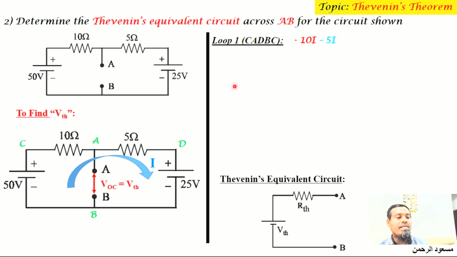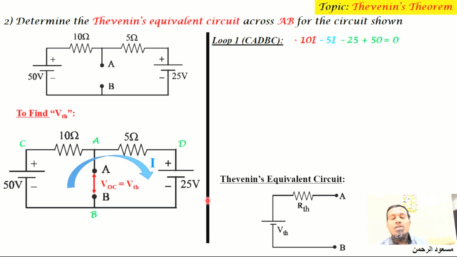And when you travel from D to B, there is a battery, and according to the assumed current direction, internally inside the battery the current is flowing from plus to minus. So it is a potential drop, and you will write minus 25. And when you travel from B to C, there is a 50 volt battery, and according to the assumed current direction, internally the current is going from negative to positive polarity. So it is a potential rise, and it will be written as plus 50. And we have closed the loop, equal to 0.